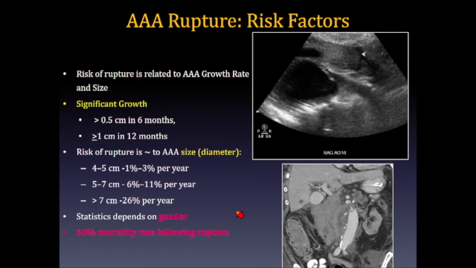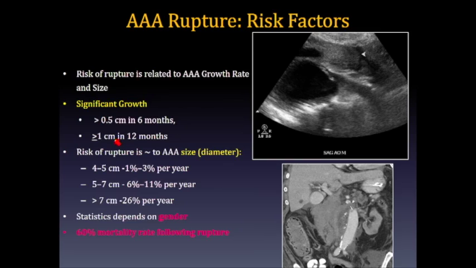Why we want to screen is because there is a high risk of rupture of AAAs, and it is known that the risk of rupture depends on growth rate and also the size of the aneurysm. So what is considered to be the significant growth?